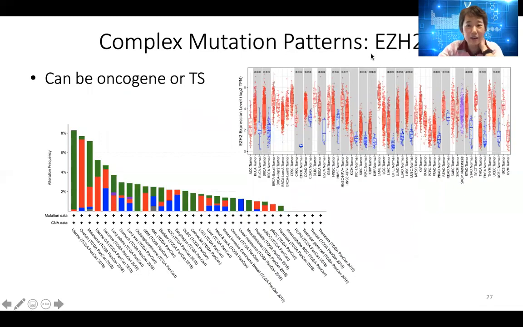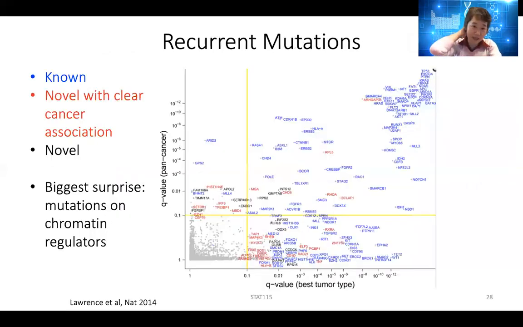This is another complicated pattern, EZH2. You can see in different cancer types, sometimes it's a point mutation, sometimes red is amplification, and sometimes it's a deletion, and it's complicated. If you look at the expression, it seems to be overexpressed in many cancers, so maybe it's an oncogene, but it could also potentially be a tumor suppressor gene. So you can see it could be quite complicated.